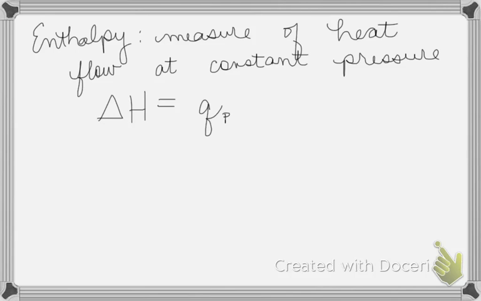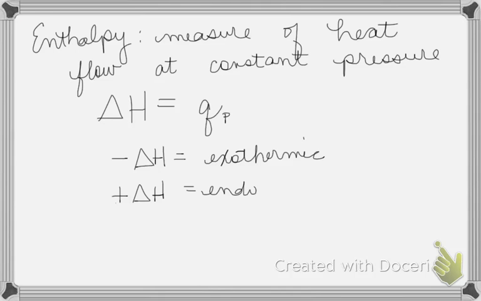Since enthalpy is a measure of heat, we can use the sign of enthalpy to know if it's endothermic or exothermic. And it's going to be the same thing as how it applied to heat. If you have a negative enthalpy, then that would mean exothermic. And a positive delta H would mean endothermic. And units for enthalpy are the same units we've been talking about. It's going to be joules or kilojoules. That's how enthalpy will be reported.